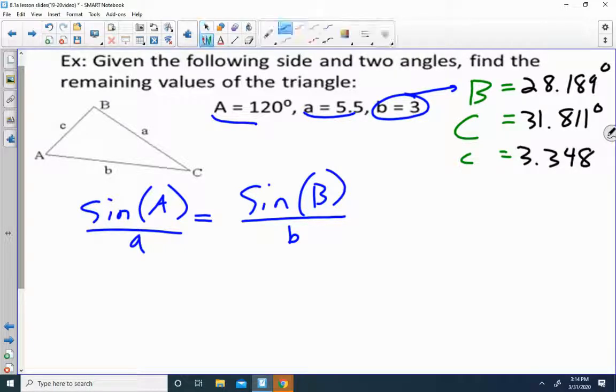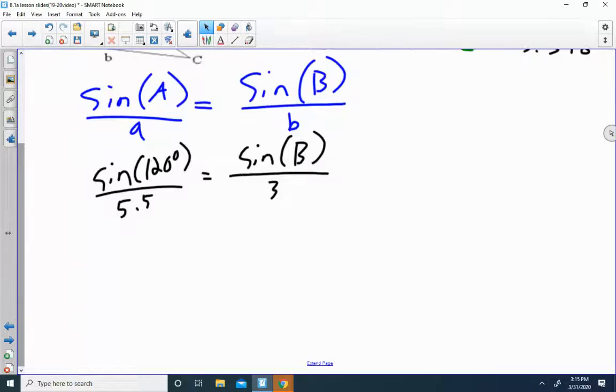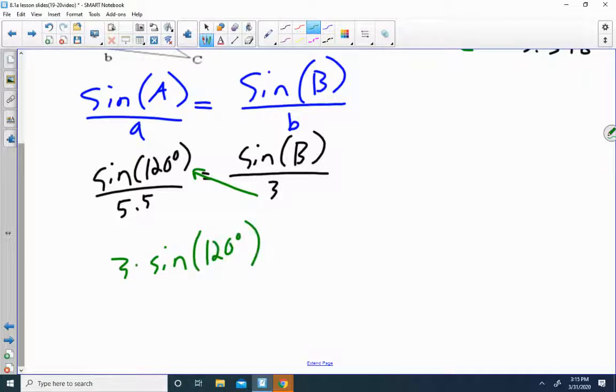So now plug in the numbers. You'll have sine of 120 degrees all over little a, which is going to be 5.5. Then you're going to do sine of big B over little b, where little b is 3. And then from there, cross multiply. Here you'll have 3 times sine of 120 degrees. This one, you'll have 5.5 times sine of big B, and we'll go from there.